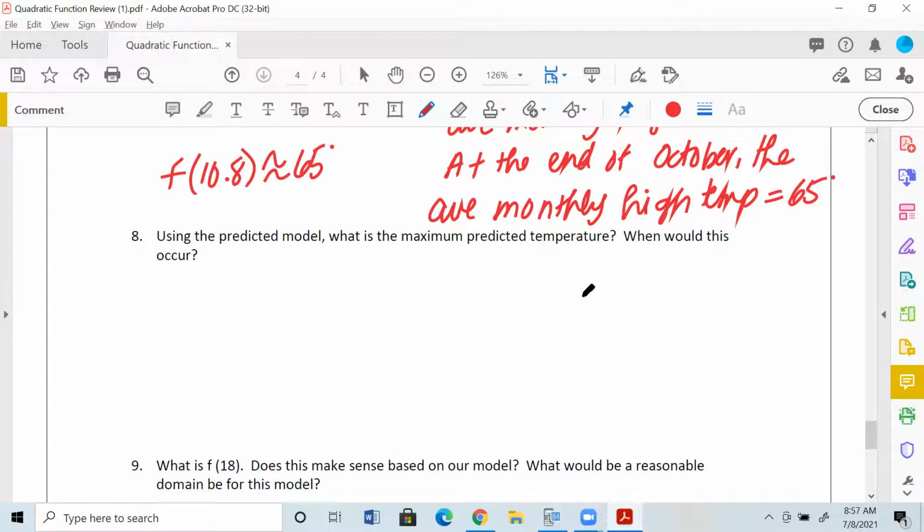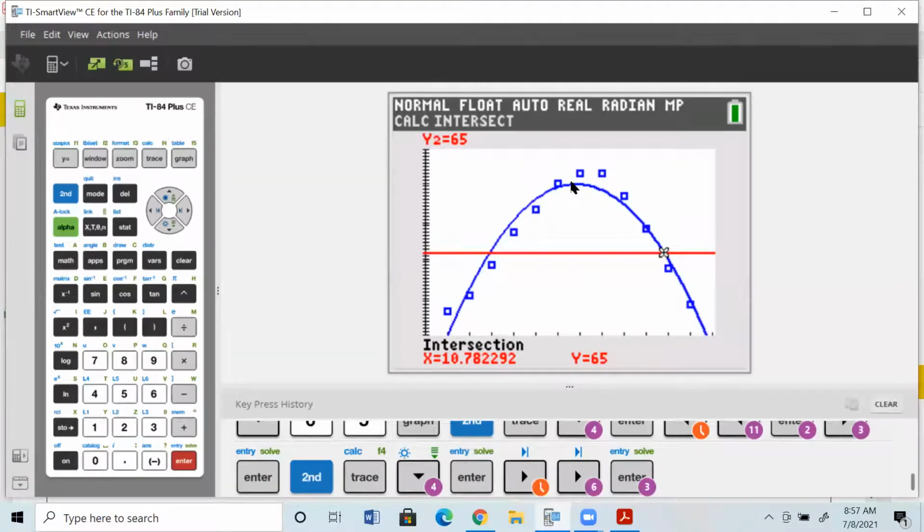Okay, so we have just a couple of questions remaining here. Question 8 says, using the predictive model, what is the maximum predicted temperature? We go back here on our graph. The maximum occurs at the top or at the peak. This is also called the vertex on your quadratic.